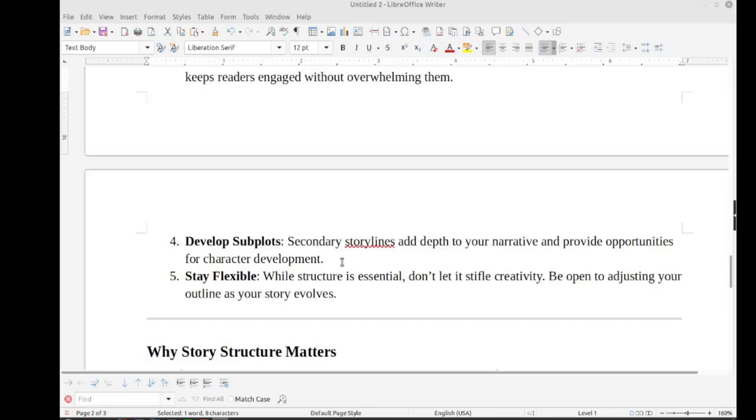And number 5, stay flexible. While structure is essential, don't let it stifle your creativity. Be open to adjusting your outline as your story evolves.